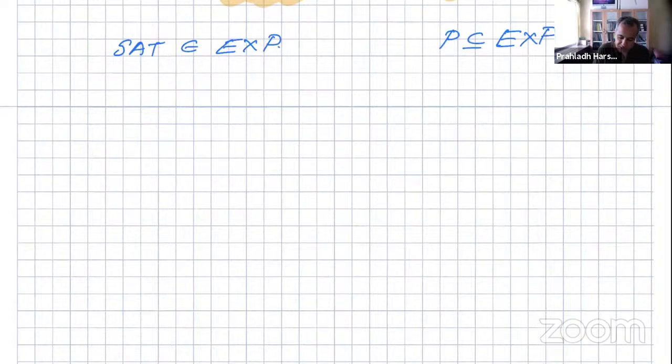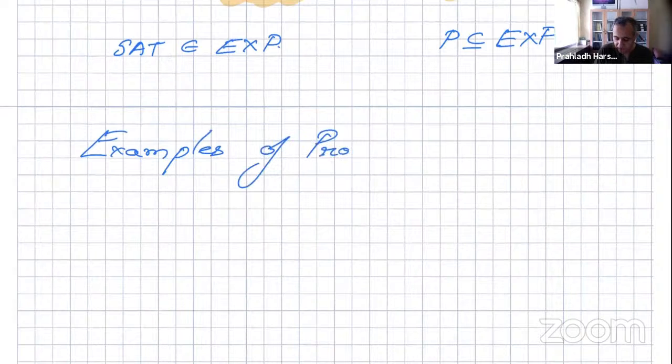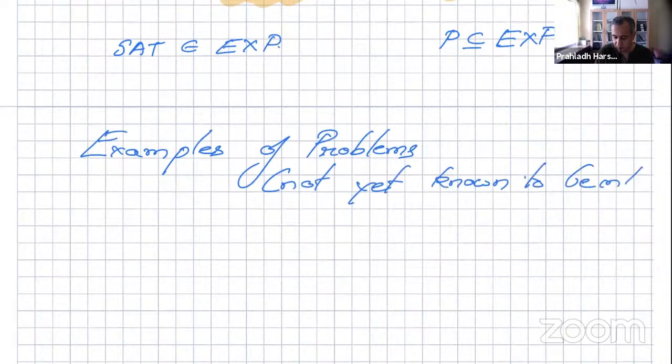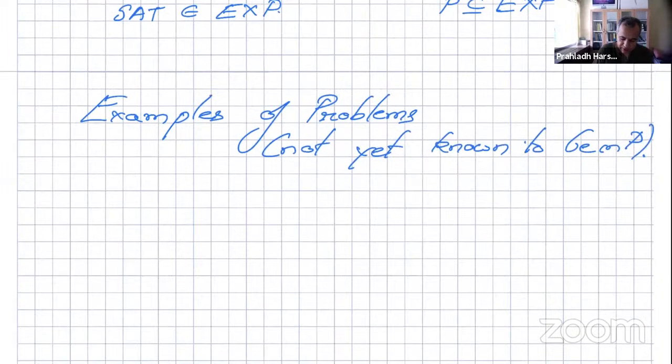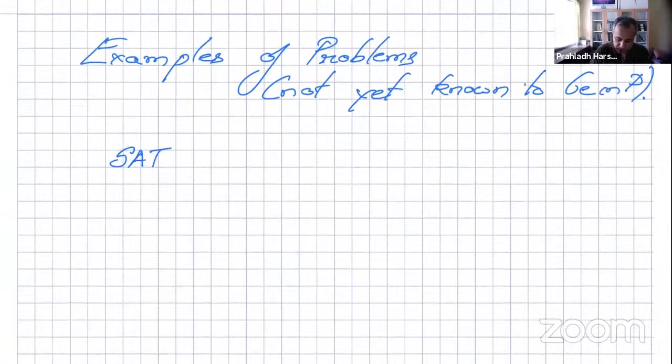So let's see some examples of problems not yet known to be in P. We already have seen one example: SAT is the example we have seen all the time. It's a problem which we don't know to be in P. I'm not going to mention all the problems, but some of them, because they're going to have a common feature among them.